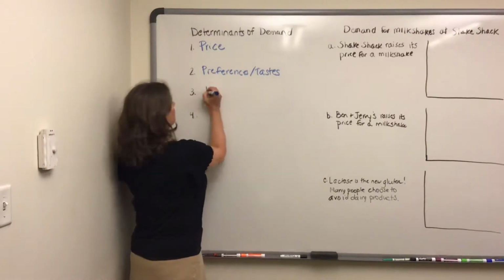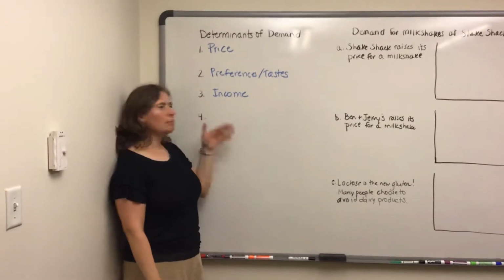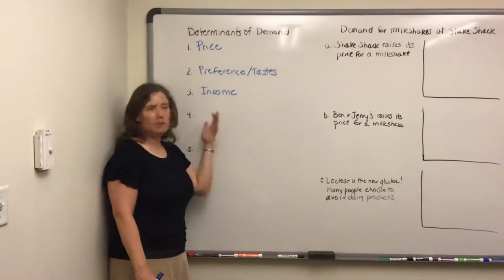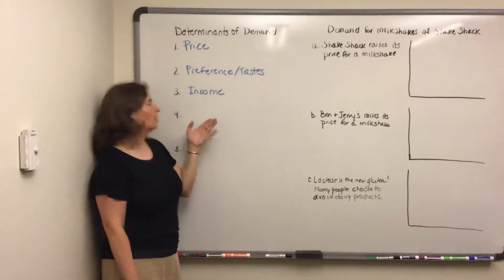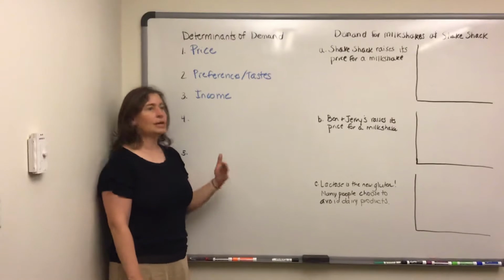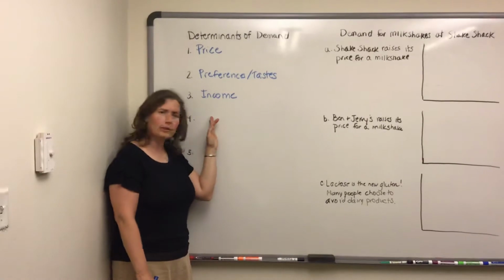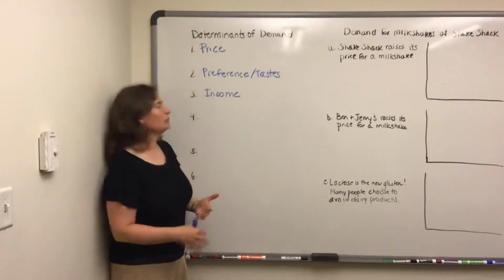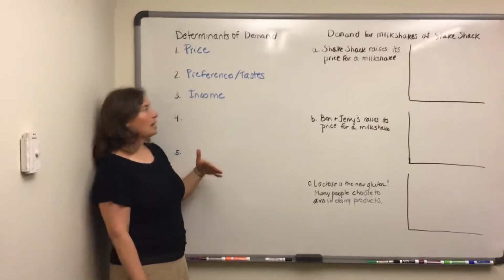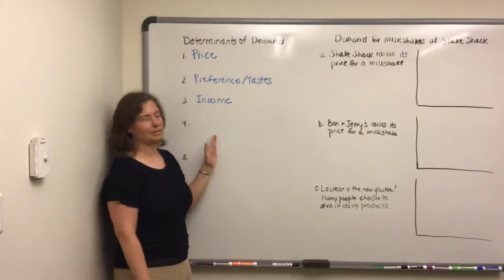A third determinant is income. For most products, an increase in income will prompt an increase in demand. As your income rises, you can afford more of all goods. Most goods, you'll want to buy more. And in fact, we call those goods normal goods, goods for which your demand rises when your income rises and your demand falls when your income falls. There is a category of goods that we call inferior goods, and these are goods for which that relationship is flipped around. There are some products that you consume less of as your income rises and more of as your income falls. And there's more examples of this in the book, and we'll be discussing this in class.